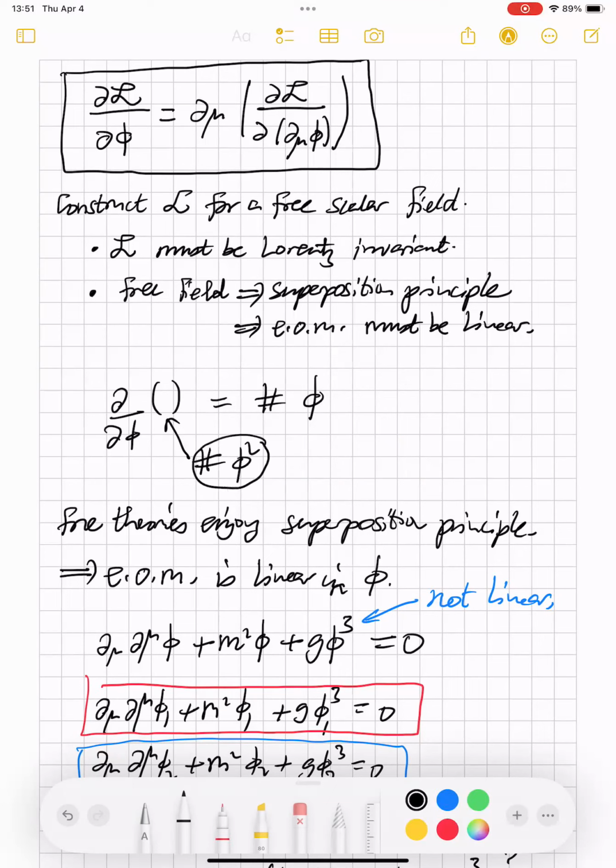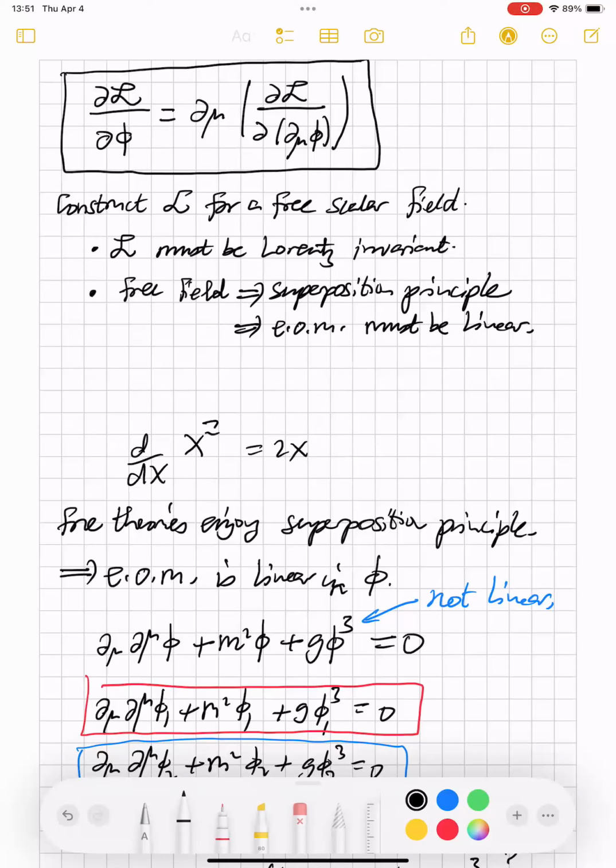And exactly the same argument for the other side of the Euler-Lagrange equation. If we differentiate with respect to d mu phi and we get something linear in phi or linear in d mu phi, that's also fine. It means that we had to have something quadratic to start off with. It's only quadratic things that when differentiated give you something linear, okay? I think that's obvious. d by dx of x squared is just 2x. It's quadratic things that when you differentiate, you get something linear.